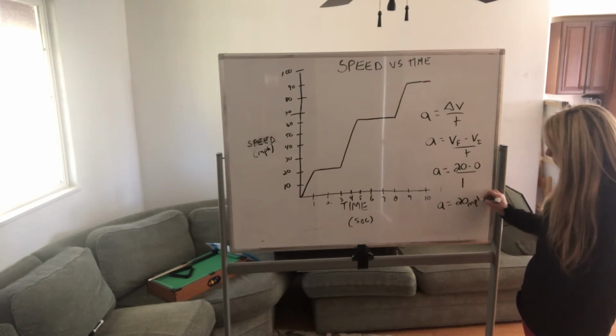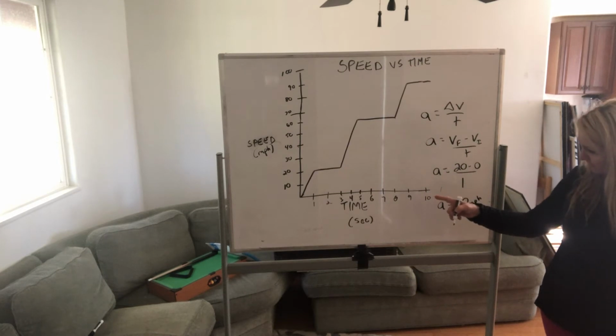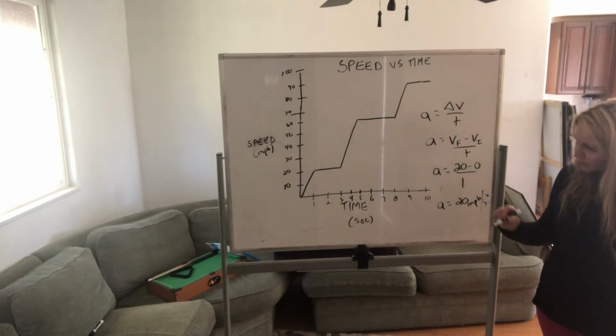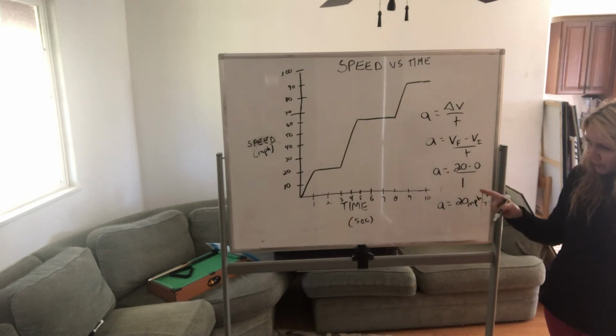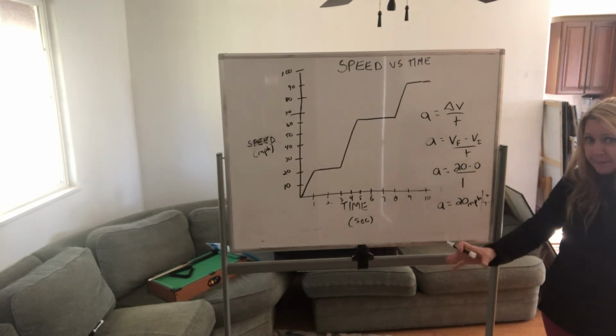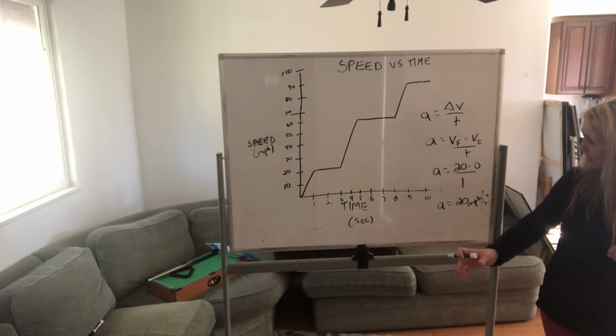miles per hour. During that first second, that car is accelerating at a rate of 20 miles per hour per second squared. So if it kept going at that same acceleration, the next second, it'd be twice that. So every second it's increasing by 20 miles per hour. But it doesn't do that.